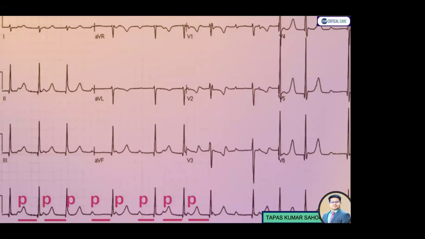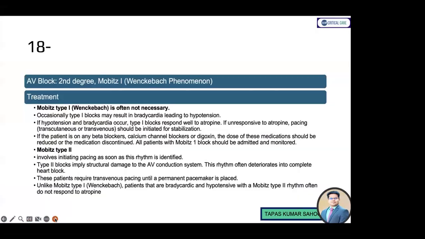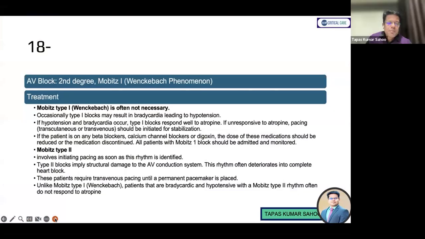Yeah, there is a dissociation between the atria and ventricle. But this is AV block, 2nd degree, Mobitz 1. And we all know if you are getting Mobitz type 1, which is known as Wenckebach, treatment is often not necessary. You have to wait and watch. You can try atropine if your patient is having hypotension and bradycardia. If unresponsive to atropine, pacing, which could be done by the transcutaneous or transvenous route.